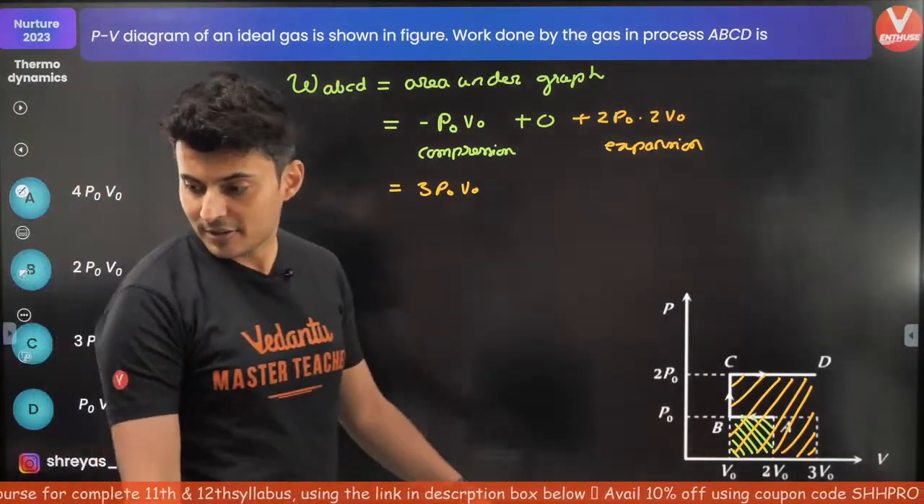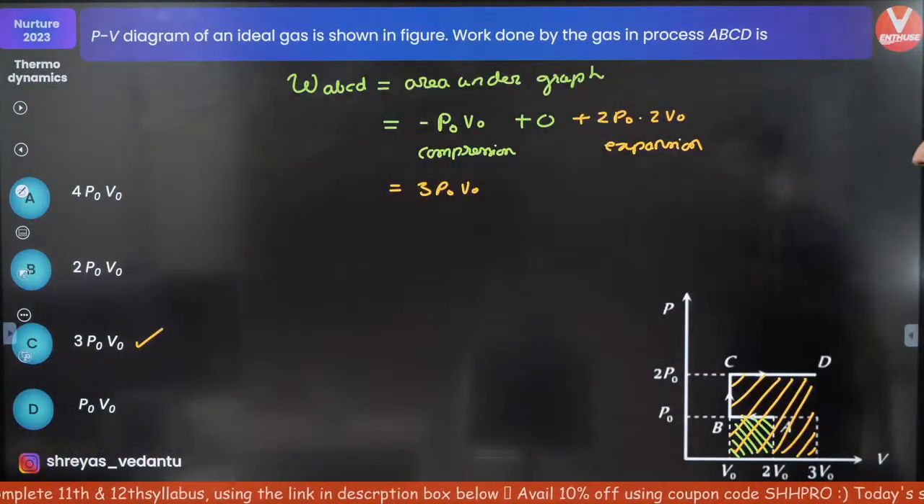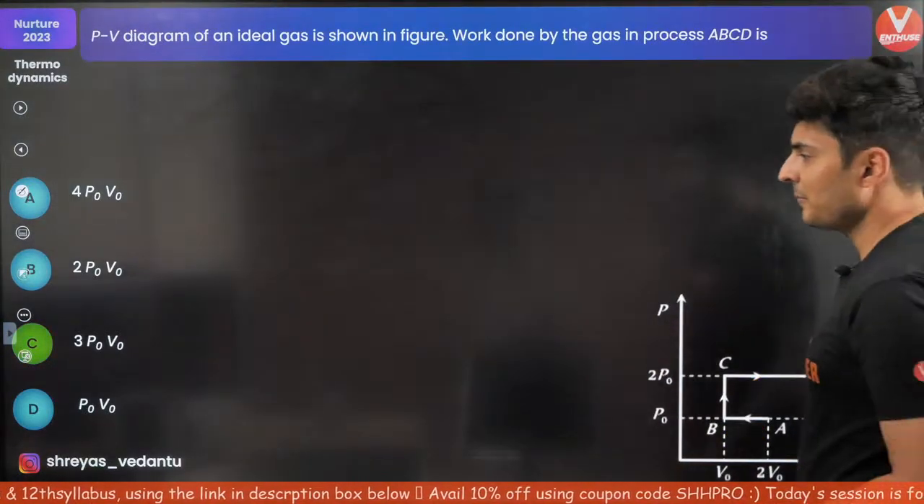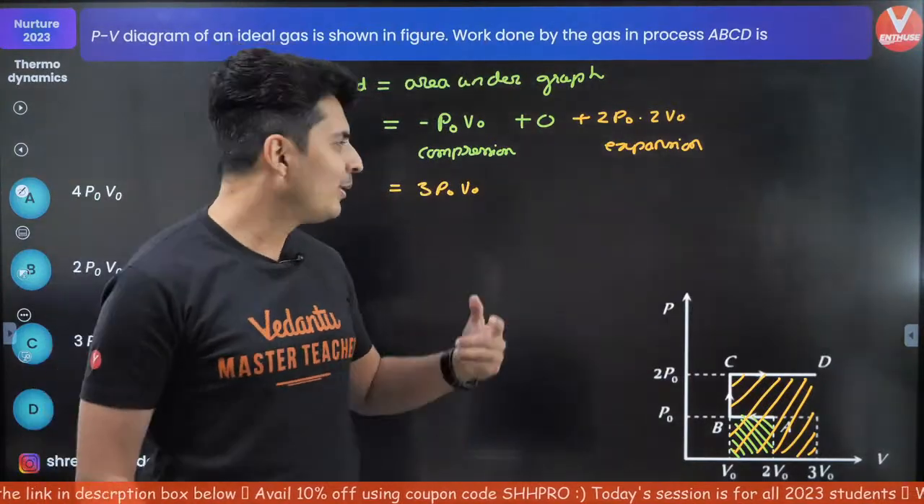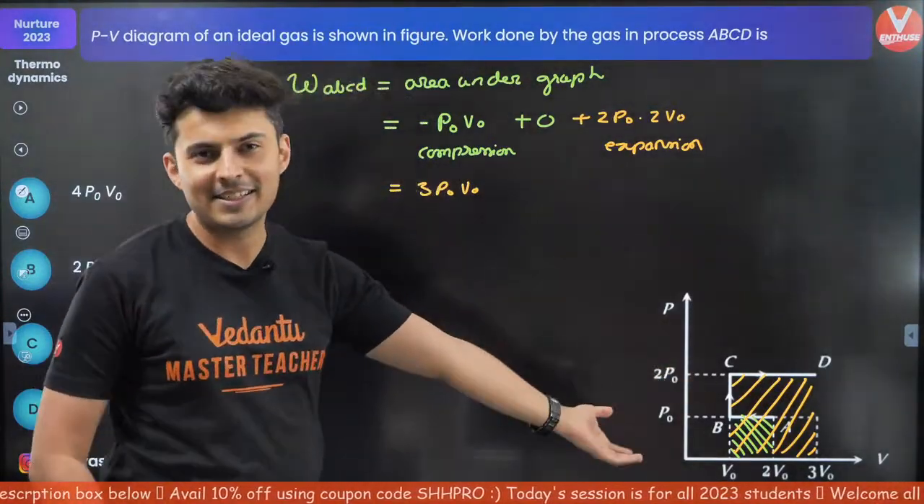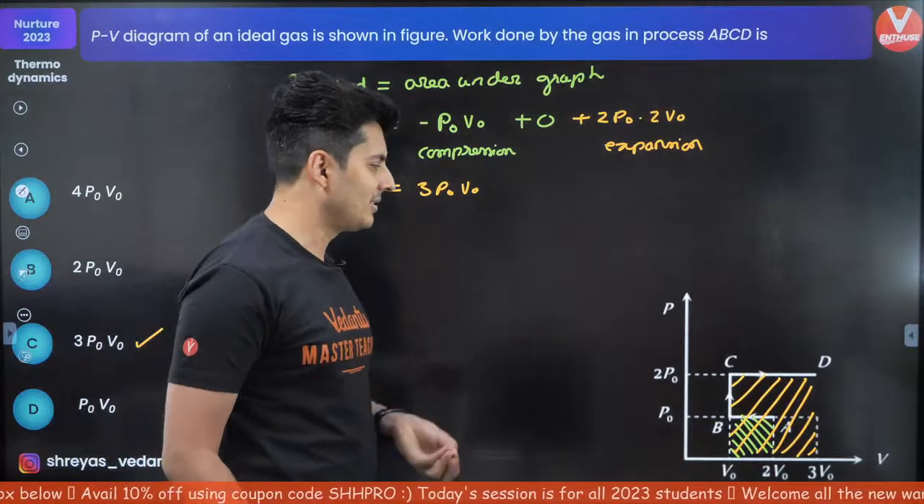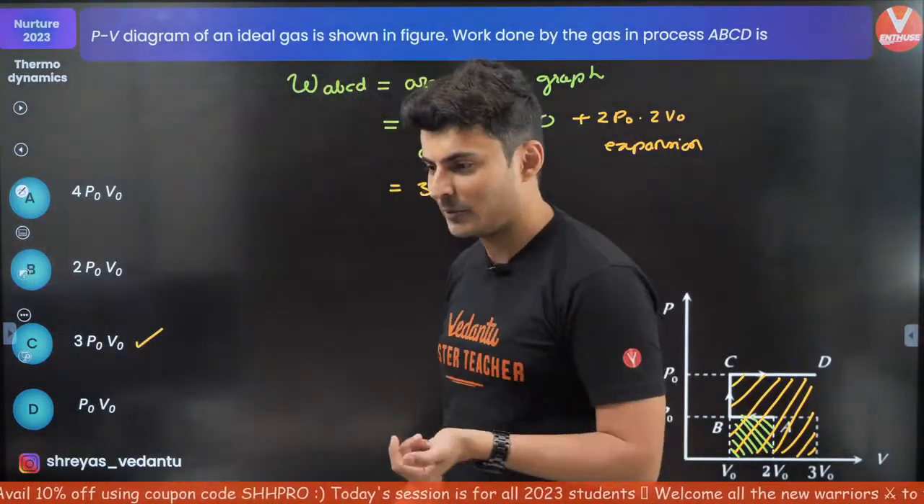Very good, my warriors. Perfecto. Excelente. Understood? What a brilliant question. Based on the sign convention, based on area under the graph, and based on your geometrical skills and visualization skills. Simple skills actually, not that crazy also.